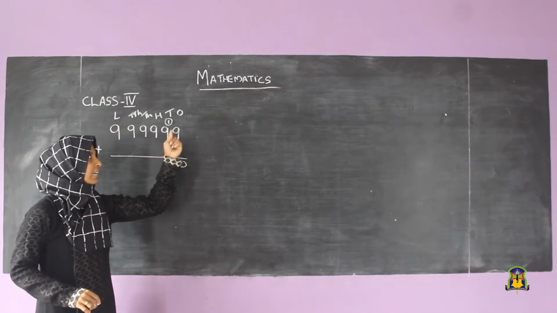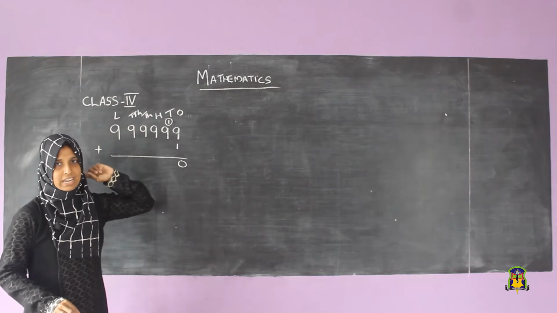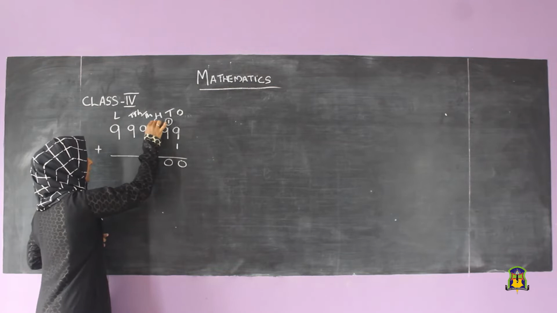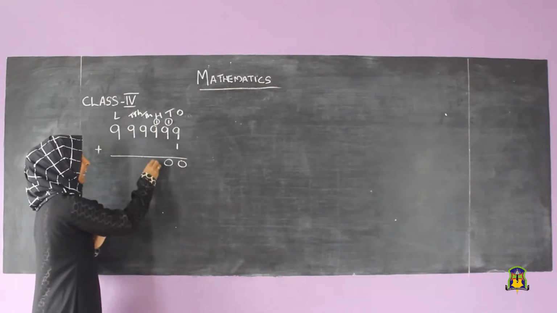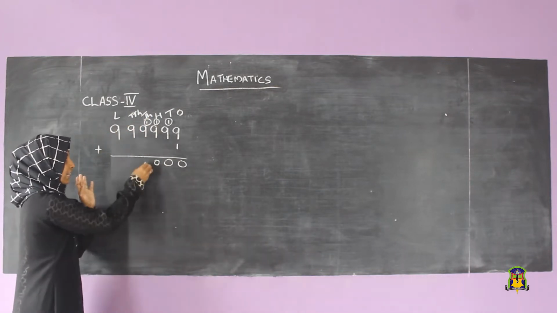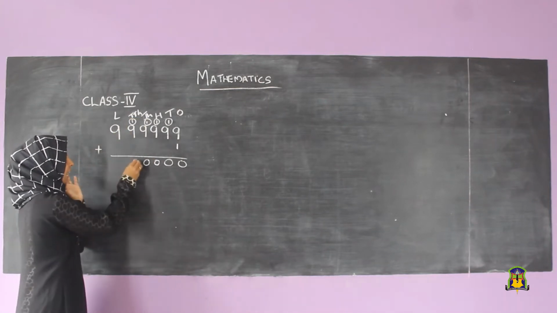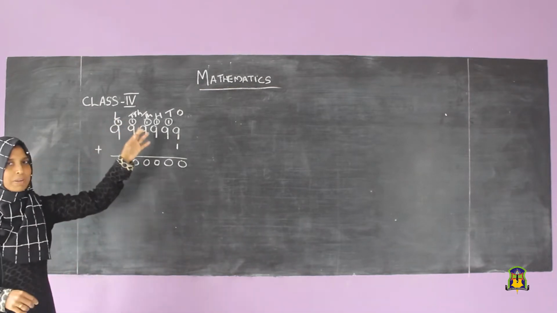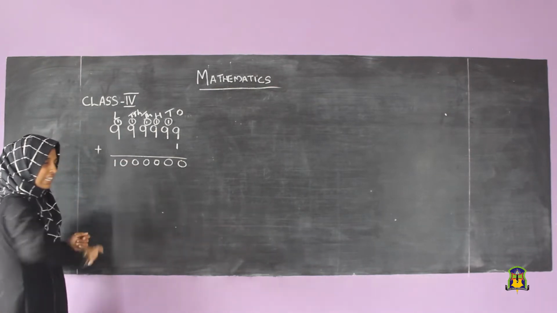Next, again 9 plus 1 carryover, so 10. We want to write 0 here and again 1 carryover. Same process, 9 plus 1, 10. 0, 1 carryover. 9 plus 1, 10. 0, 1 carryover. 9 plus 1, 10. 0, 1 carryover, and at last also 9 plus 1, it's 10. So, write 10 here itself.